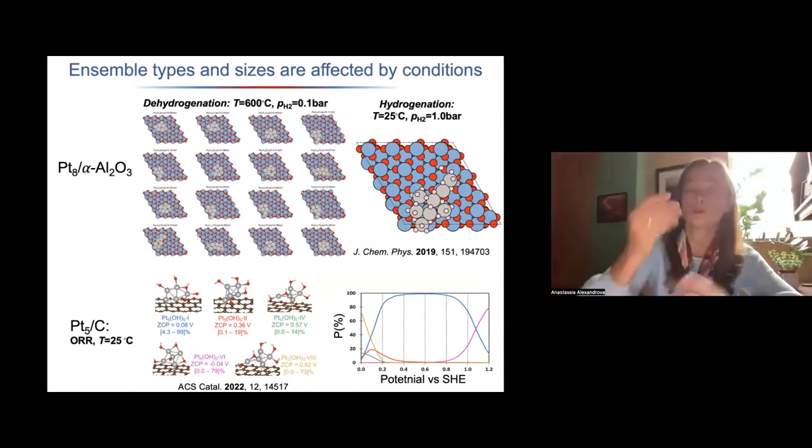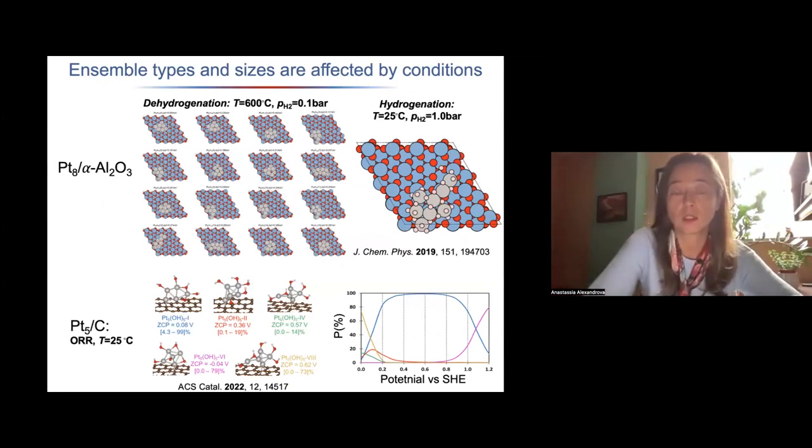So I'm playing so far with surface supported clusters, but at the end I'll show you something that's characteristic of a bulk interface too. So here, for example, if we look at a platinum 8 cluster on alpha alumina, and you study them in simulations in conditions of dehydrogenation, so it's high temperature and low partial pressure of hydrogen, versus hydrogenation, where you have a low temperature and high partial pressure of hydrogen, you will see a drastically different picture.